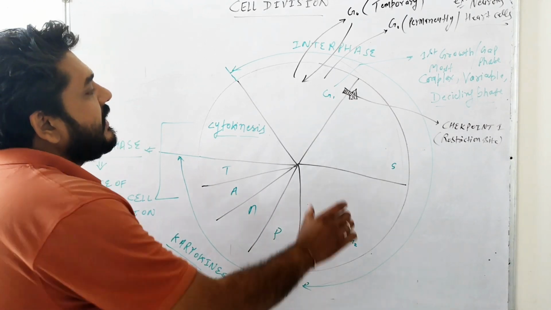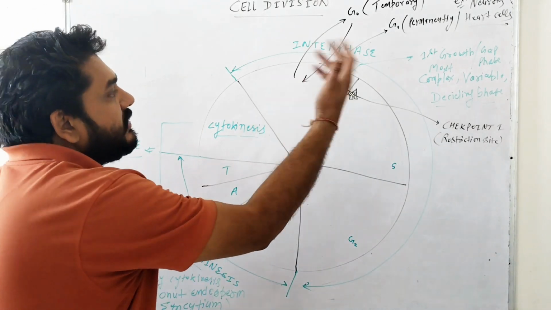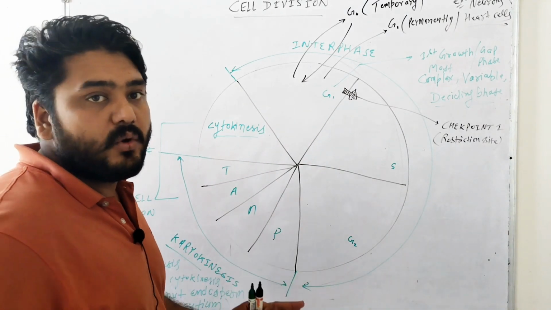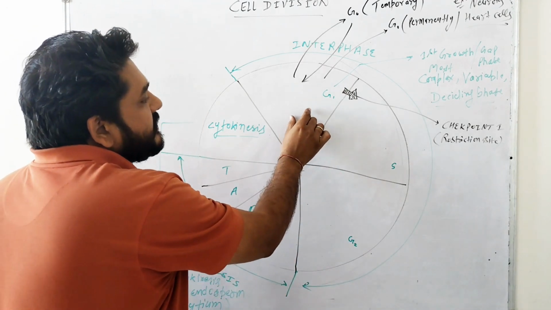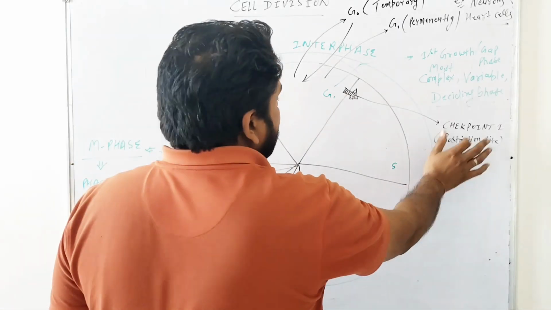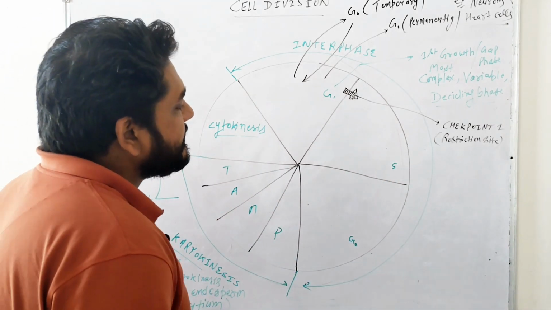In that way, the cell also has checkpoints, so that it can check whether the cell organelle number has increased properly and all the preparations are well or not. All these preparations are checked at checkpoint number 1, which is also called the restriction site. After that, the cell enters into the next stage, called the S stage.